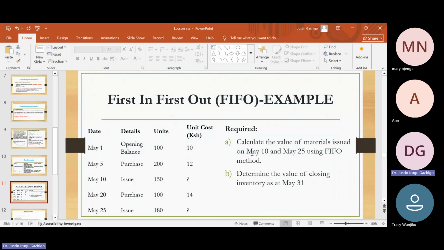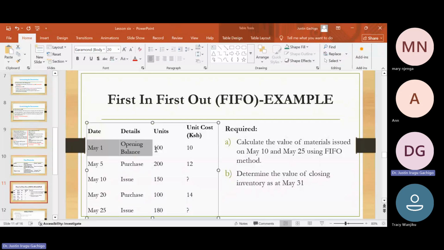You are required to calculate the value of material issued on May 10 and 25 using first in, first out to determine the value of closing inventory as at May 31st. So if you are given this kind of a question, we have said that we are using first in, first out. So the goods which arrived first are going to be sold first. So let us look at this one.